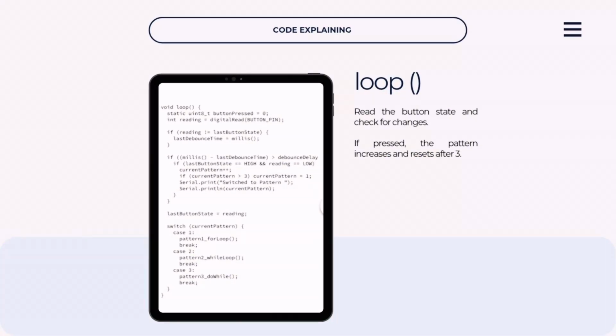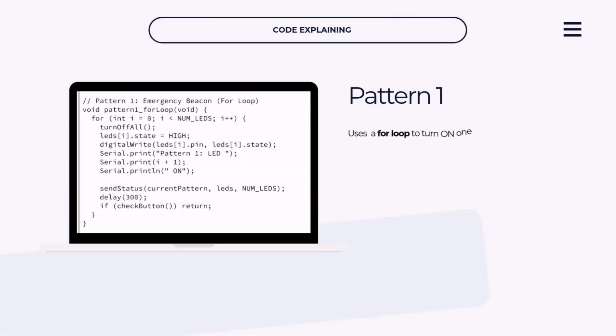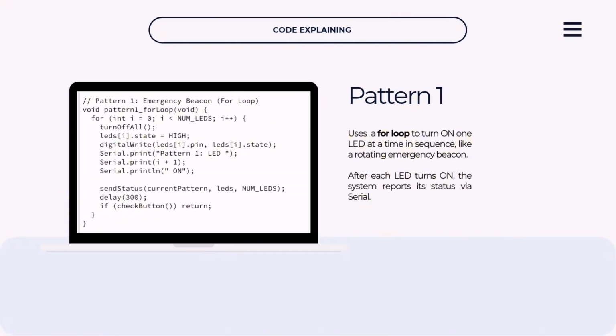If pressed, the button count increases and resets after 3. Then we call the correct pattern function based on the current mode. Pattern 1 uses a for loop to turn on one LED at a time in sequence, like a rotating emergency beacon. After each LED is turned on, the system reports its status via serial.